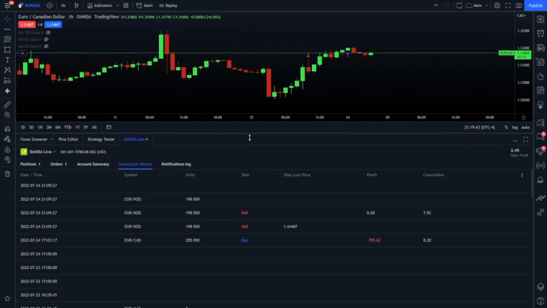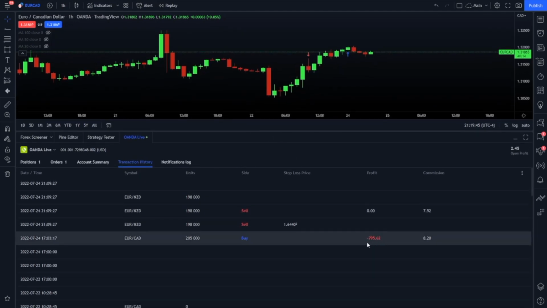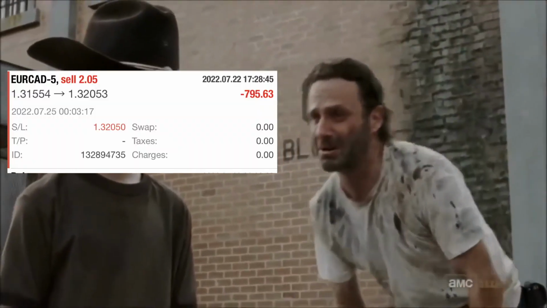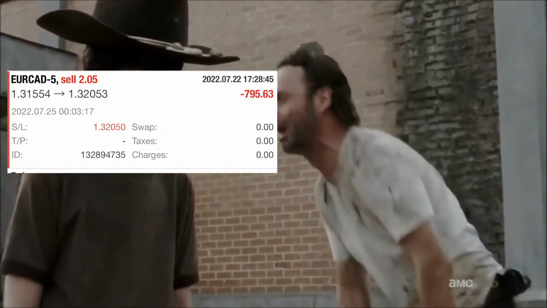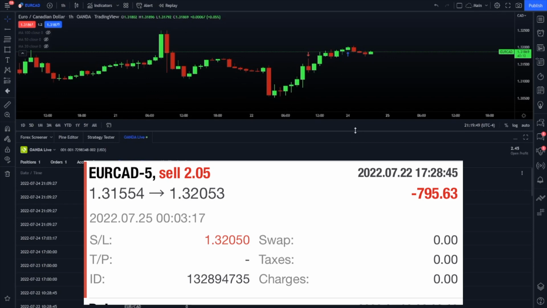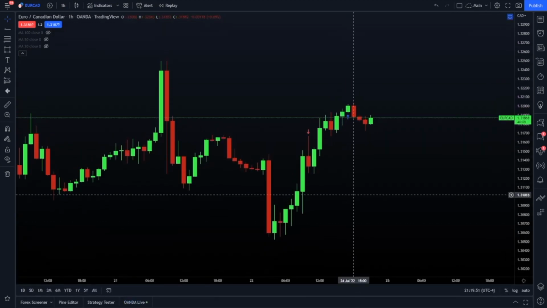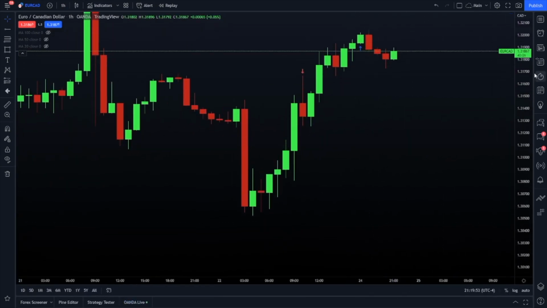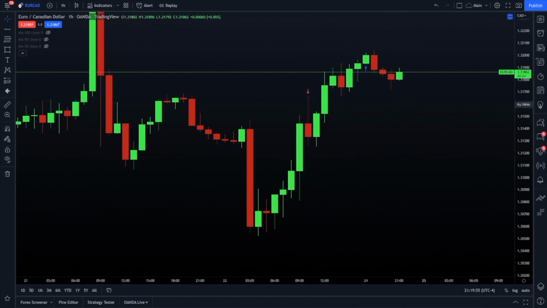All right, guys, we are all out of EURCAD for a lovely loss of $795. Oh, no. Which, of course, definitely not ideal, but let's go take a look at what just happened with the chart. So our initial entry on this trade was actually really good. We saw this market move in our favor, so clearly we did identify a pretty good market level.